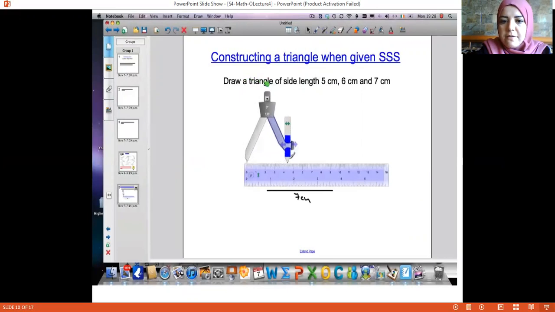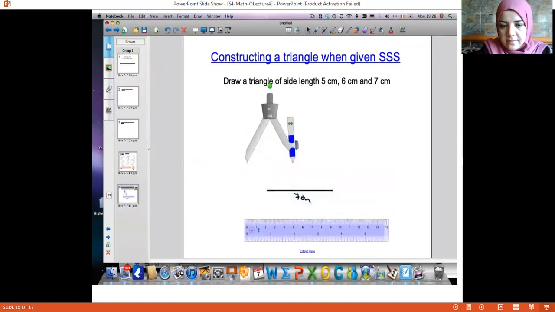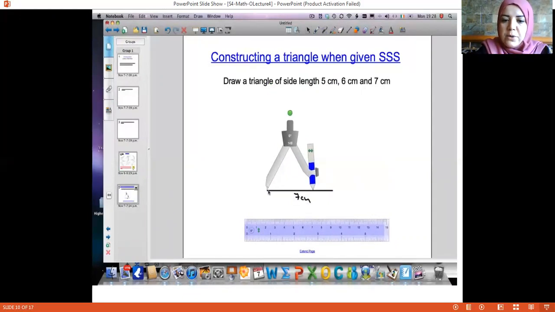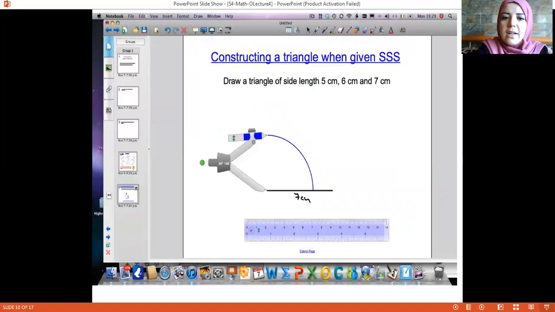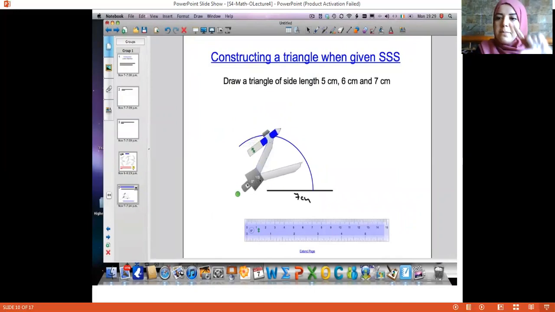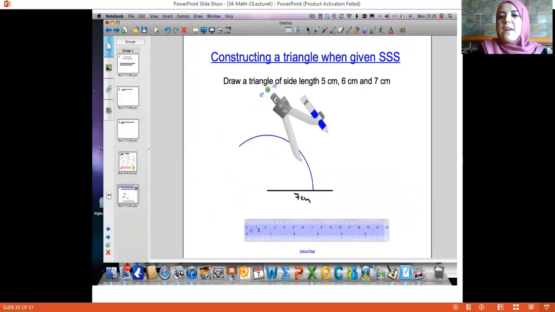So open the compass 5 centimeters, as you can see, till 5. Put it on the end point, fix the compass and draw a small arc, as you can see, okay? That's enough. Okay, so the first step is to draw an arc which is 5 centimeters.